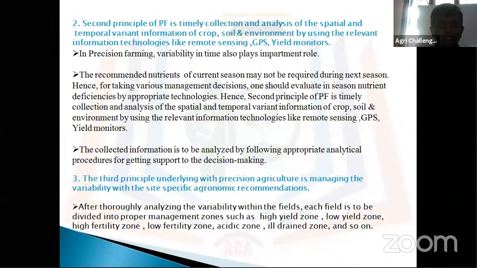You collect and analyze the information on crop, soil and environment, or variation in crop and soil environment, by using relevant information technology like remote sensing, GPS, yield monitors, and all the other techniques I told you earlier. Remote sensing, how is it useful? Remote sensing is useful to collect the data, the information.